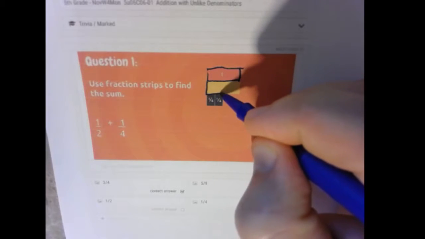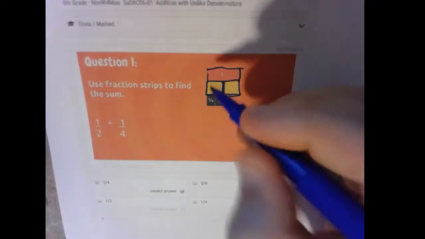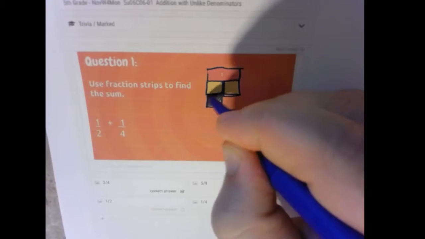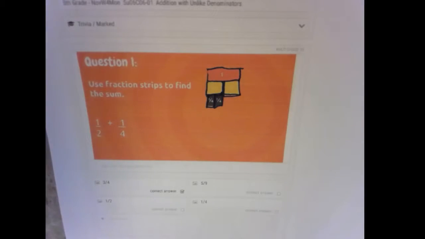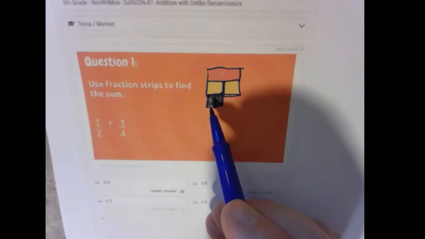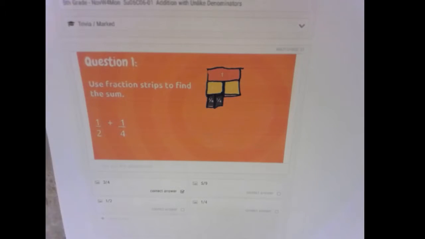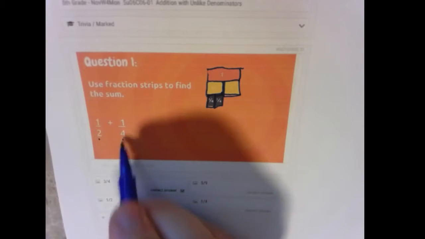So here we're using fraction strips where if this was one whole, we can see that two 1/2 pieces would make a whole and two 1/4 pieces make up a 1/2 piece. So we were asked if we did take a 1/2 piece and a 1/4 piece, how much of a fraction would we have? And the trick on these is actually to look at the denominator here.